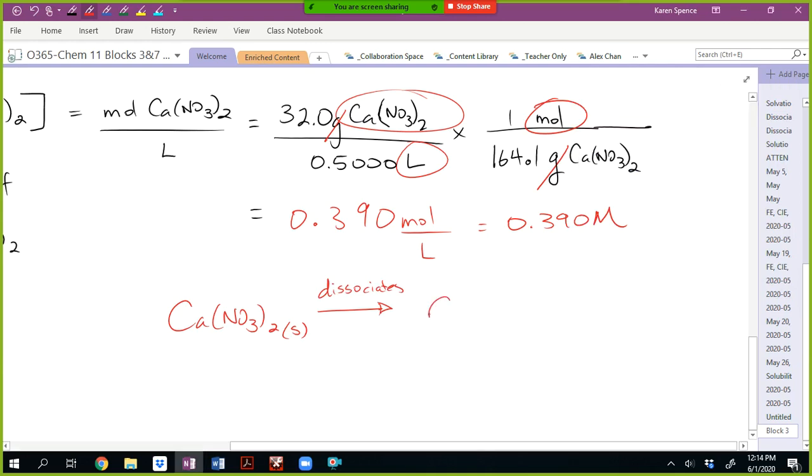Okay, so when it dissociates, we end up with 1 calcium and 2 nitrates. That's a weird looking 2. There we go. Don't forget the charges. Don't forget the aqueous. Okay. And we know the concentration of calcium nitrate is 0.390 molar.